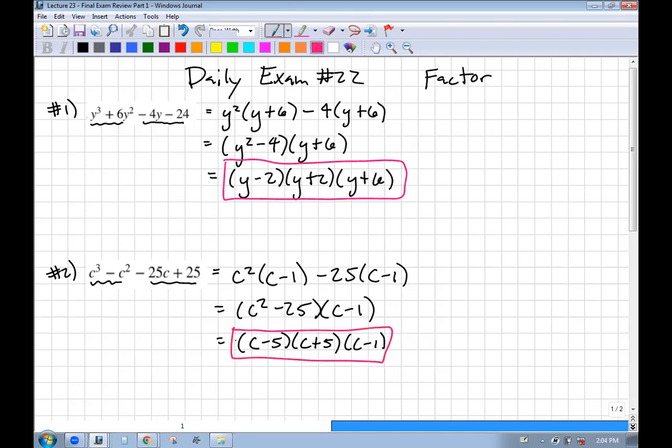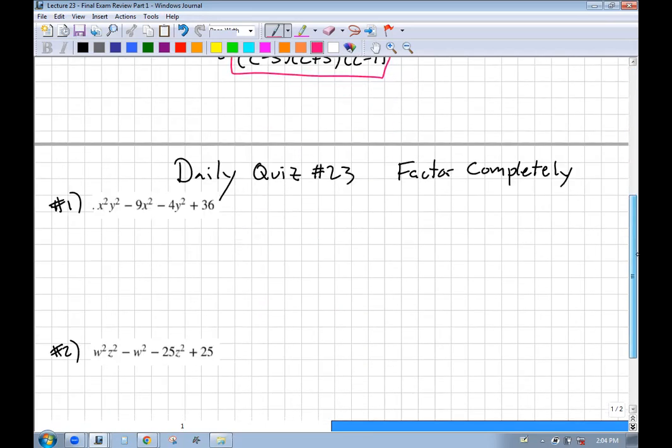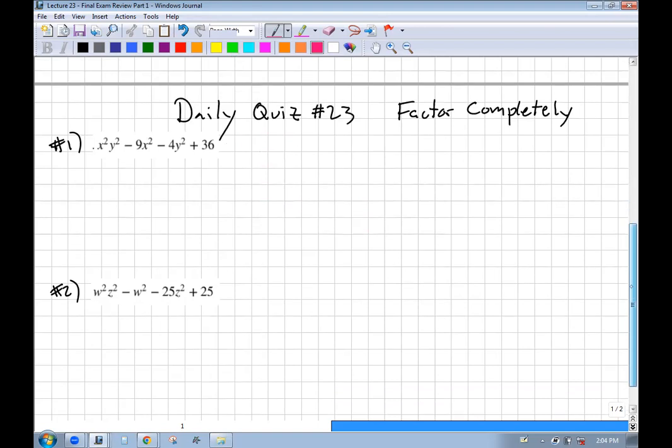Okay. So that's it for the exam. Any questions? All right, here's the quiz for today. It's a little bit harder, but it still follows the same patterns.